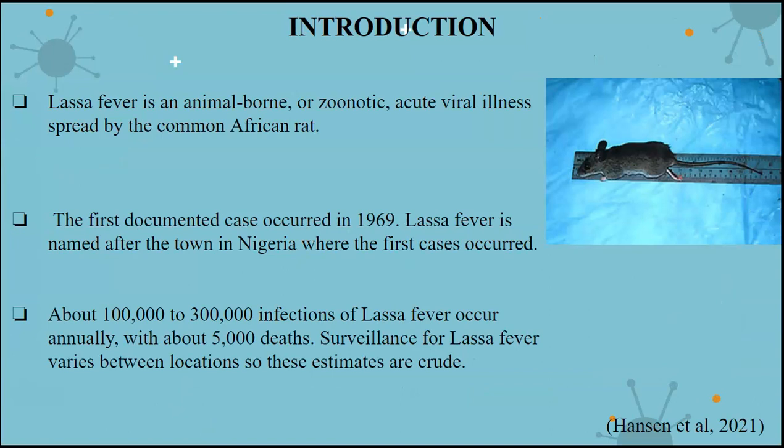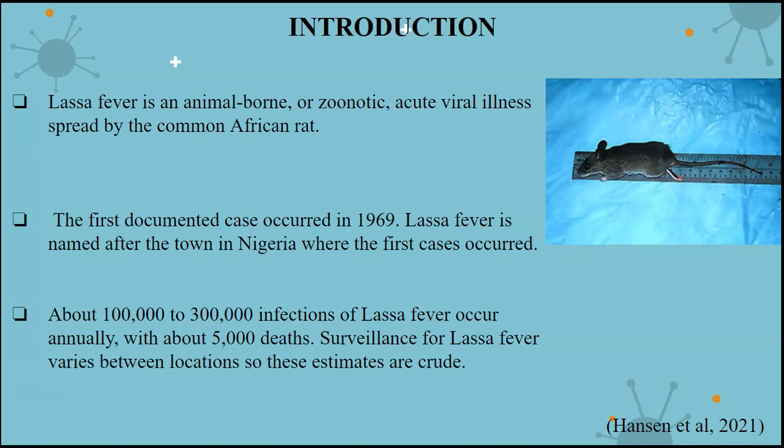Lassa fever is an animal-borne or zoonotic acute viral illness that is commonly spread by African rats. The first case of Lassa fever was documented in 1969, and it was named after a town in Nigeria where it was first discovered. About 100,000 to 300,000 infections of Lassa fever occur annually, with about 5,000 deaths each year.